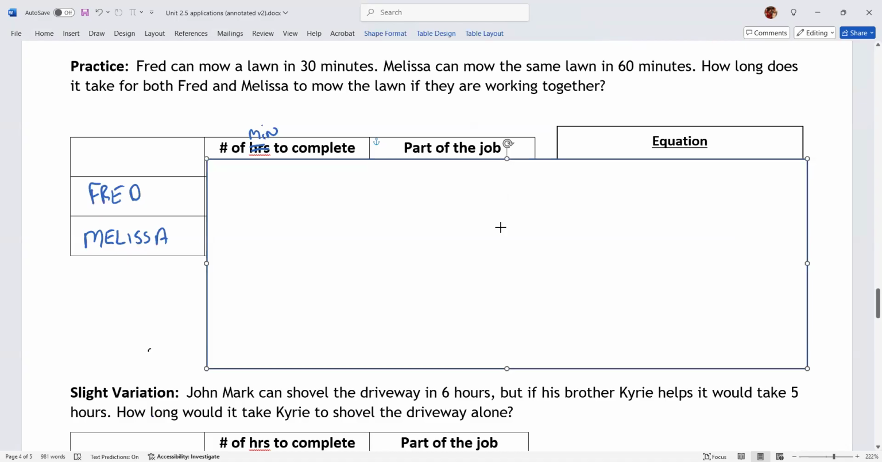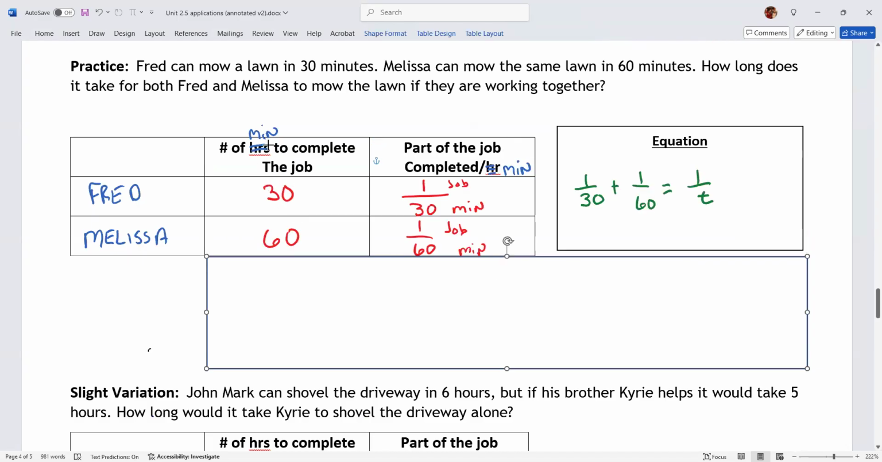So my basic table, you almost don't need a table for these. I crossed out the hours. These are minutes. So 30 minutes for Fred, 60 minutes for Melissa to do the complete job. So therefore, the rate that Fred works, he can complete one job in 30 minutes, so 1 over 30. Melissa, one job in 60 minutes. If I add their rates together, then I'll have one complete job done in T minutes.